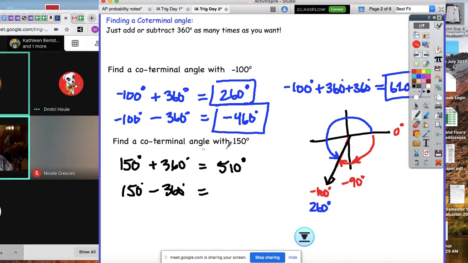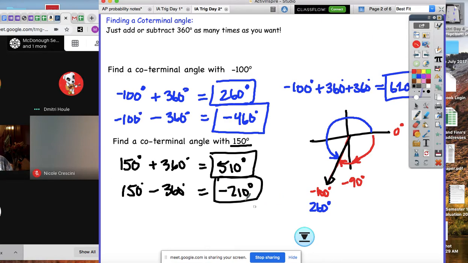I think that'll just be an easy way to stay consistent. So if I take this given angle of 150 and I add 360 to it, I get 510. Or if I subtract 360 from 150, I'll get negative 210. Both of those would be coterminal angles. These two would end up in the same place that 150 degrees would end up. So I would write this down if you haven't yet.